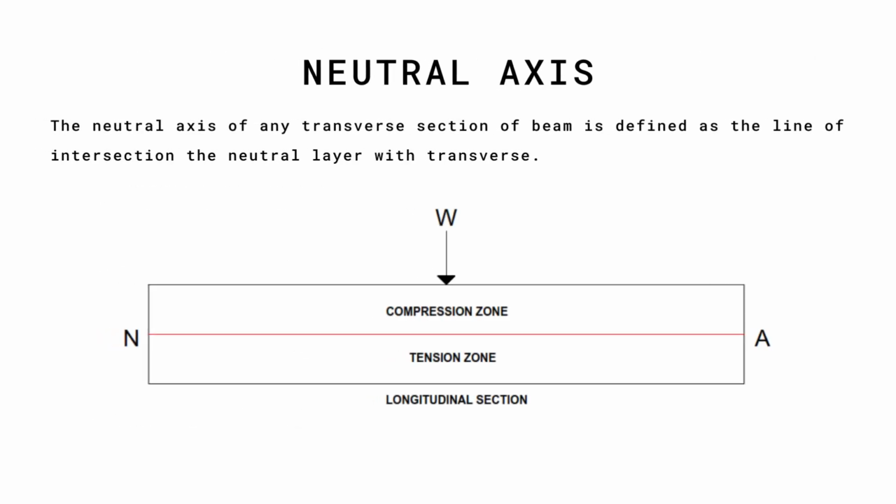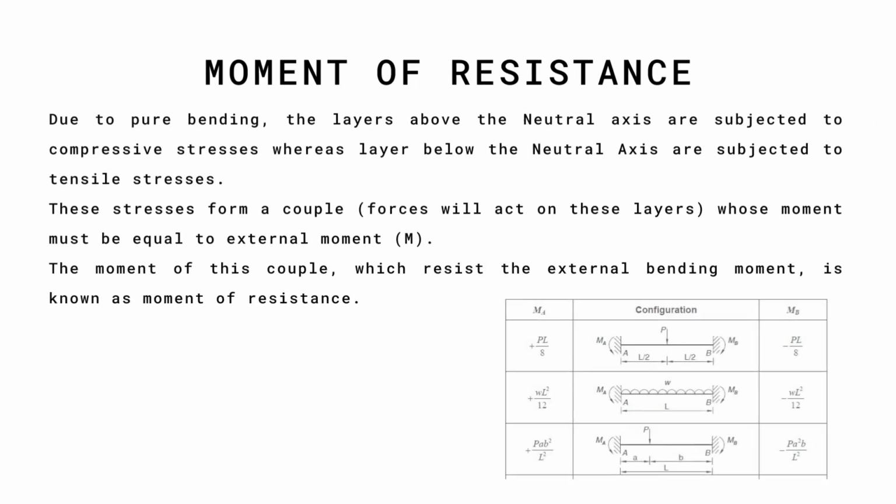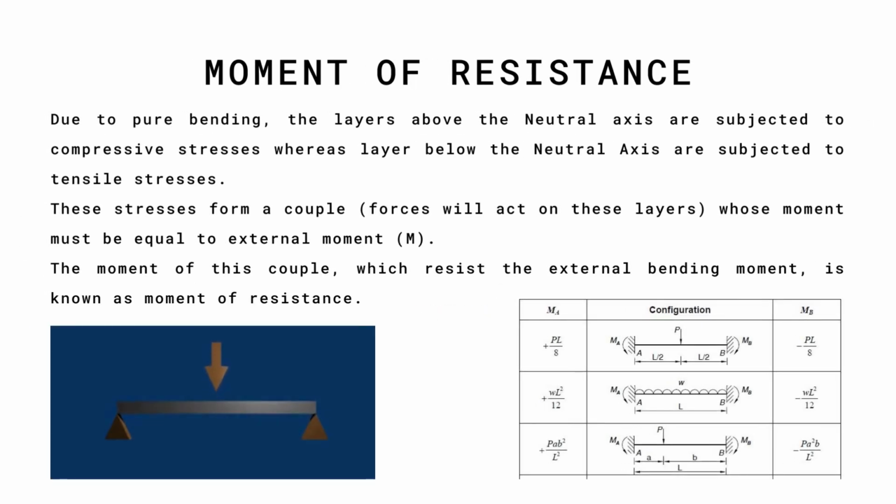The neutral axis of any transverse section of a beam is defined as the line of intersection of the neutral layer with the transverse section. Due to pure bending, the layers above the neutral axis are subjected to compressive stresses, whereas layers below the neutral axis are subjected to tensile stresses. These stresses form a couple. Forces will act on these layers, whose moment must be equal to the external moment M. The moment of this couple, which resists the external bending moment, is known as the moment of resistance.